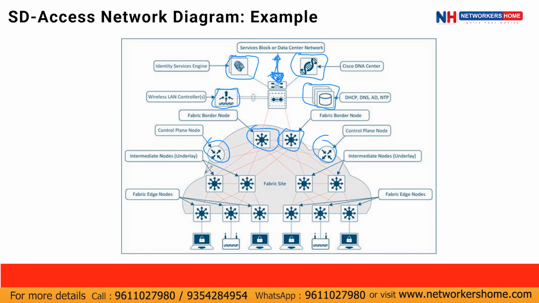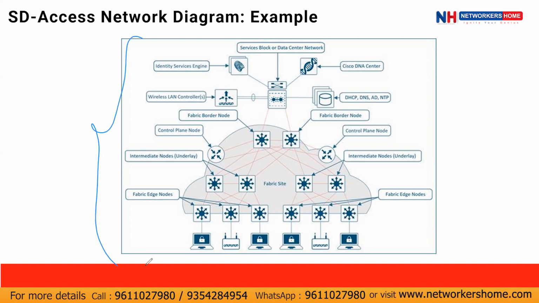These are the intermediate nodes, which are just a part of the underlay and will help connect many edge nodes. If there are many edge nodes and there are not sufficient ports on the fabric border node, that's where we can use an intermediate node only for the underlay to connect these many edge nodes to the border to establish IP reachability. And these are the endpoints which connect only to the fabric edge nodes and no other nodes.